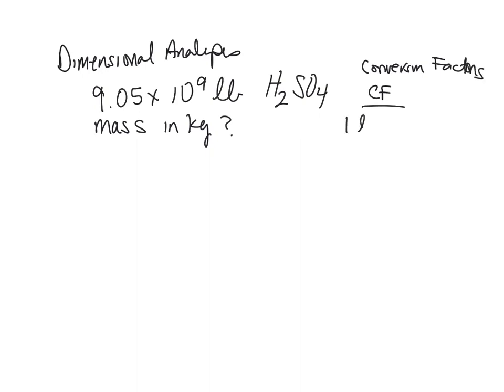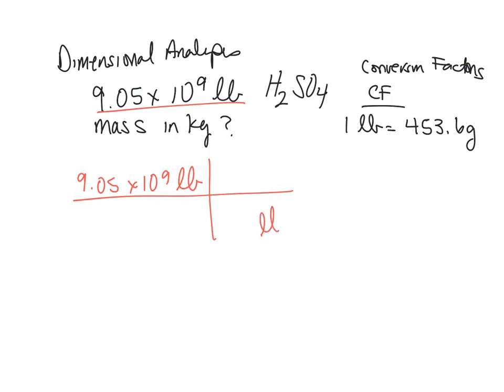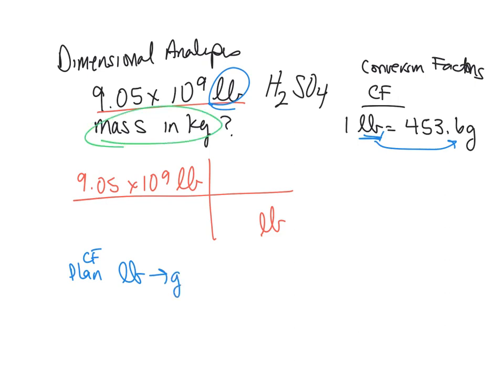And so 1 pound equals 453.6 grams. Now, this is your given. Given means that's where you start. 9.05 times 10 to the 9 pound. And you're going to put pound on bottom. Now, you can go from pound to gram. So what's your plan? Call it the conversion factor plan. Pound to gram. And then it asks for mass in kilogram.